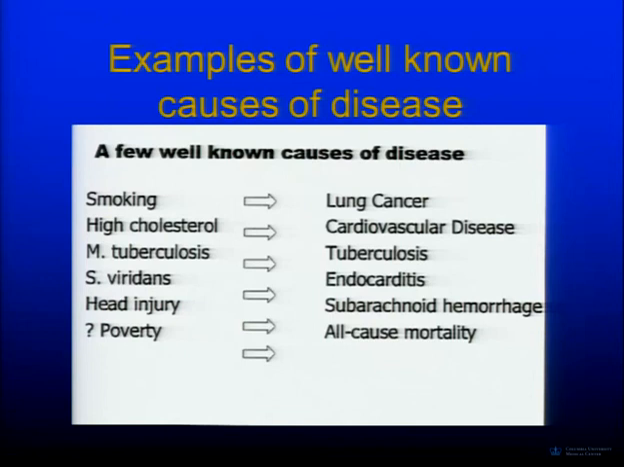There's a few examples where we really feel like we've kind of figured it out. Smoking and lung cancer, high cholesterol with cardiovascular disease, although again, when we got further into time and we realized there's HDL, LDL, and all of that, our hypothesis became a little more specific. Things like the bacteria leading to tuberculosis, viridans leading to endocarditis, head injury leading to subarachnoid hemorrhage, the graph I showed you, poverty relating to all-cause mortality. There's a few things that we have a feeling about, and this isn't an exhaustive list, it's just to give you an idea.